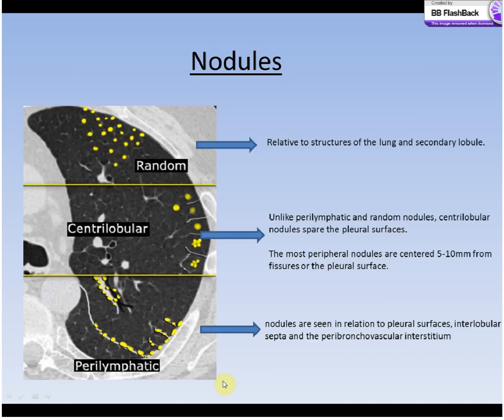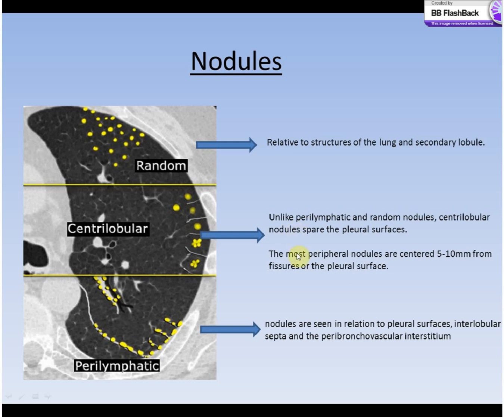So moving from septal thickening to nodules. There are three types of nodules when you look at a CT chest. The first is random, the second centrilobular, and the third perilymphatic. Starting with centrilobular, the previous diagram of this secondary lobule showed you a little dot in the middle of the secondary lobule, and that's exactly where the centrilobular nodule would reside.